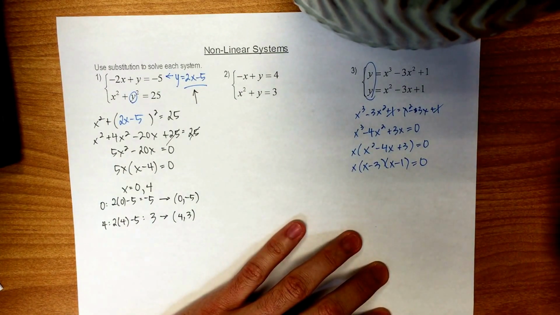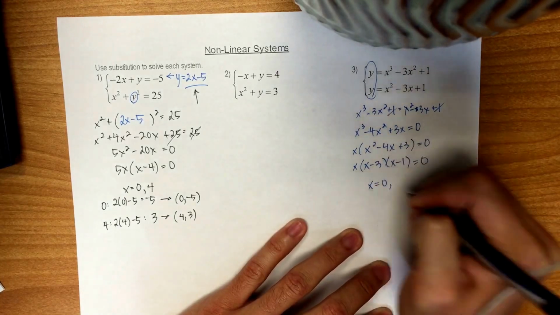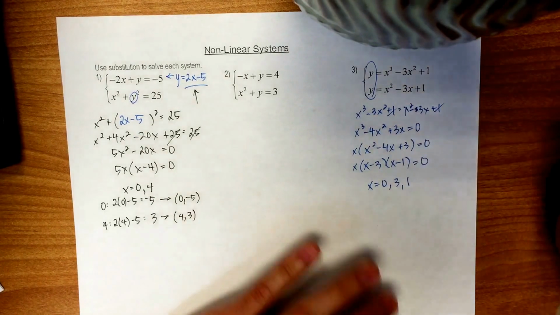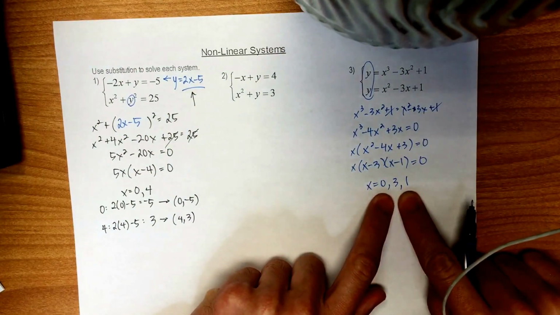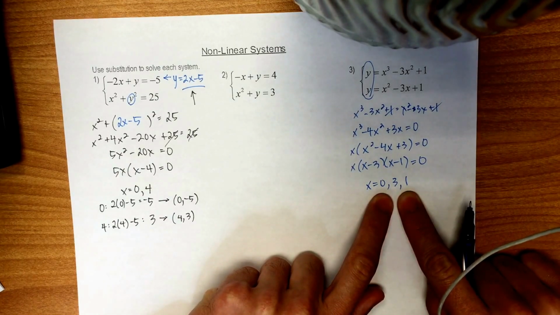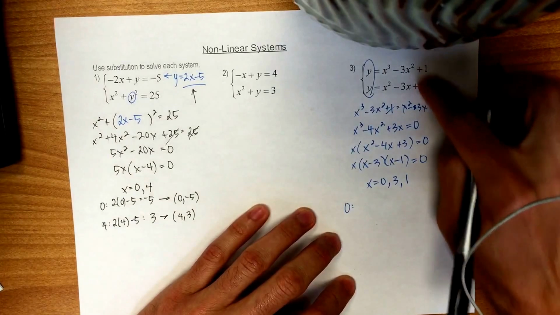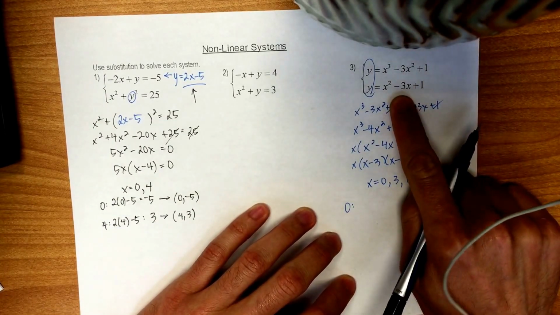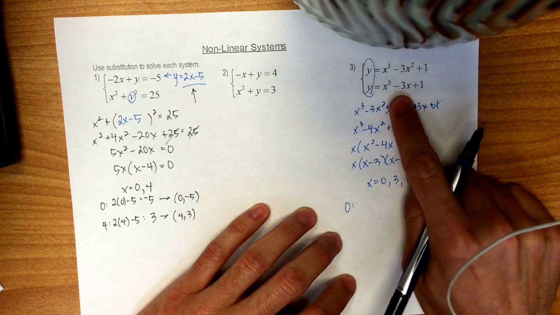Remembering what we did with polynomials, each one of those gets set equal to 0. So x equals 0. That is going to give you 3. That's going to give you 1. Again, remembering those are 3 separate x values for 3 separate coordinate points. So I'm going to take each one of them and I'm going to plug them into one of the equations. It does not matter which one. However, this one is going to be the easier one because it has smaller powers. So that's the one I'm going to put it into.